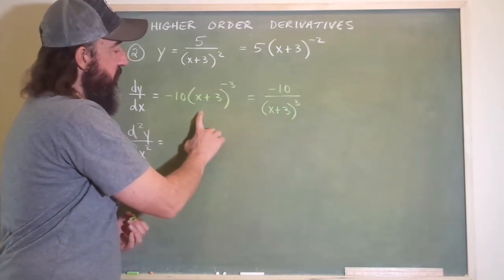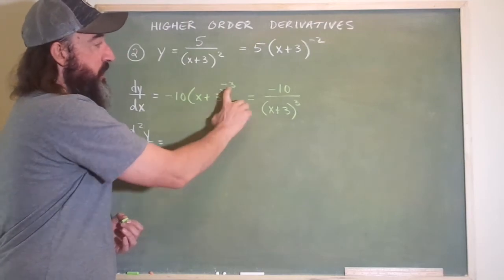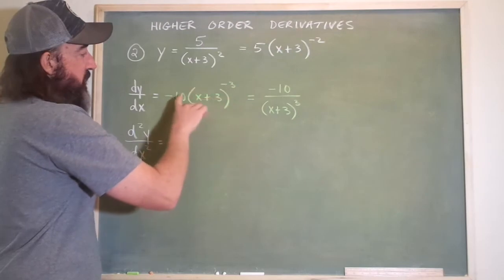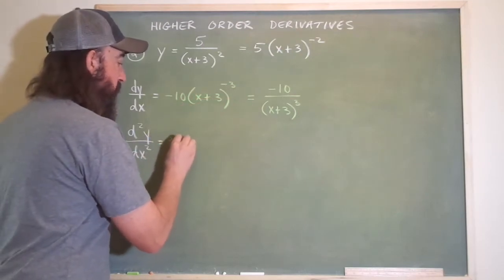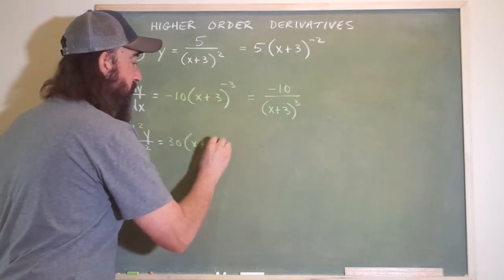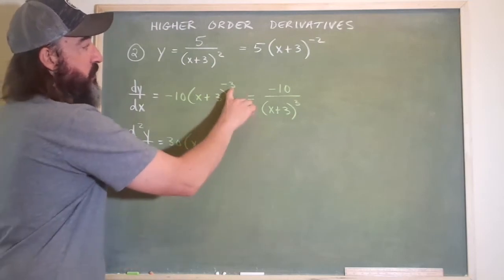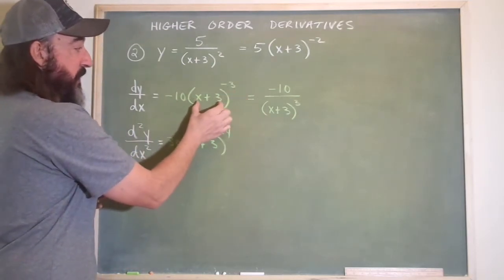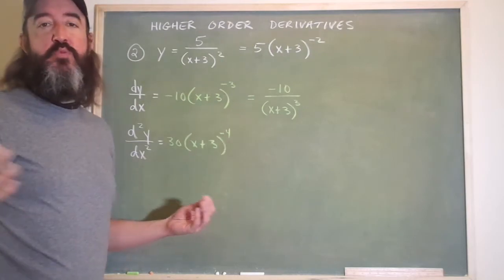I think it's going to be much easier to use the chain rule with this negative exponent. So my second derivative would be negative 3 times negative 10, or 30, and then x plus 3. I'll subtract 1 from the exponent, so negative 3 minus 1 is negative 4, and then of course the derivative of x plus 3, once again, is 1.